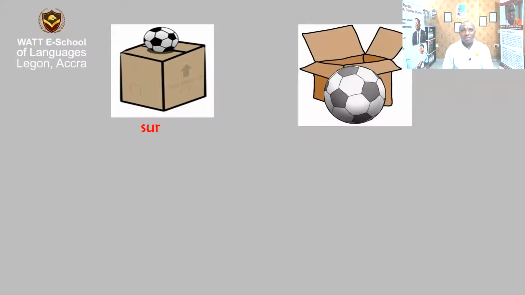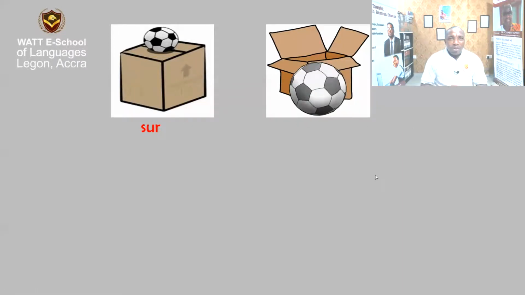Let's have a look at this one, this box. Can you tell us where is the ball compared to the box? Now the position of the ball has changed compared to the box. So we are always comparing the ball to the box. So now where's the position of the ball? Yes, the ball is in front of the box. So in French, we say le ballon est devant. Can you repeat? Devant.